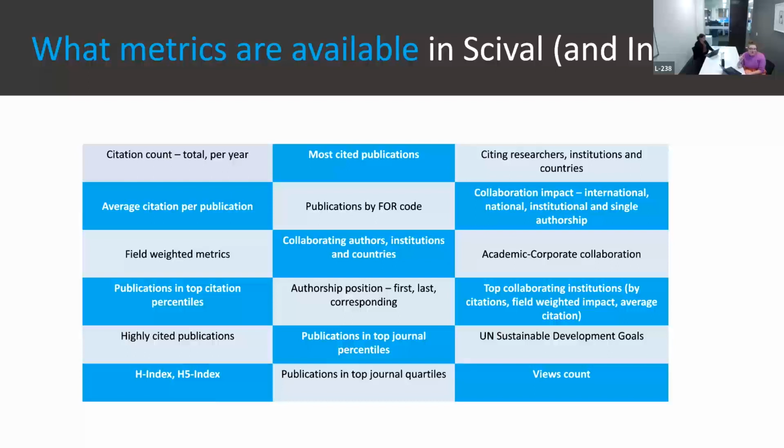Information like authorship positions, so looking at whether you're first, last, or corresponding author. You can look at your publications by the FOR code. You can look at other people that are citing your research, and where they're from, so their institution and the countries they're located in. It can also look at your collaboration, so who you're collaborating with and where they're from as well. It also includes information about the UN Sustainable Development Goals. You'll find that in the more recent publications, they're indexing particular goals to articles as well.